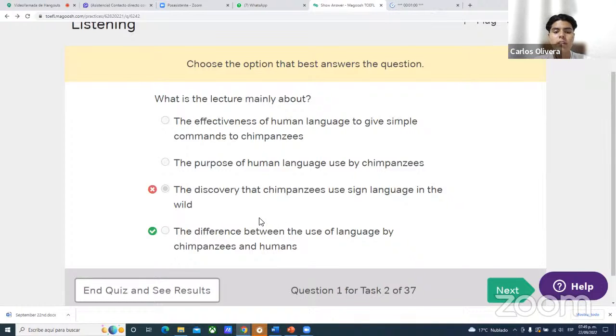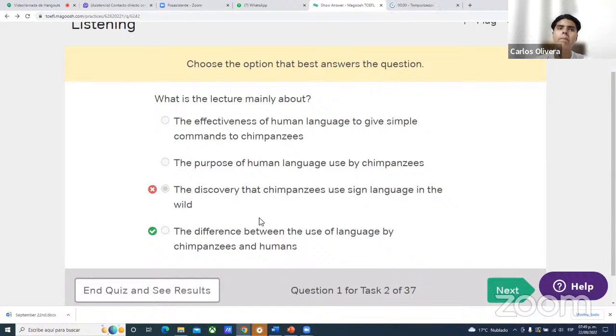Now, for example, the third one is incorrect because the discovery that chimpanzees use sign language in the wild was just a little part of the lecture. The professor mentioned this in the middle, and she did it just because I think a student asked her. I think that somebody said, now I'm wondering, is it possible that chimpanzees actually have their own language? And the professor responded that, oh, yes, that is actually true, right? She said that we have discovered that chimpanzees do have a sign language, and this was discovered very recently, right?